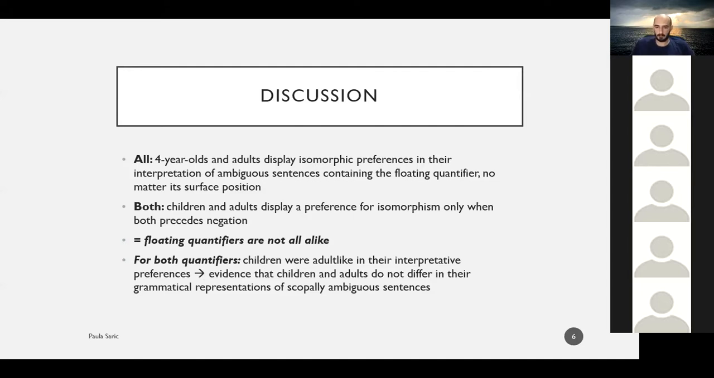However, the crucial finding is that children were adult-like in their interpretative preferences in the cases of all and both. And this provides further evidence that children and adults do not differ in their grammatical representation of scopal ambiguous sentences.